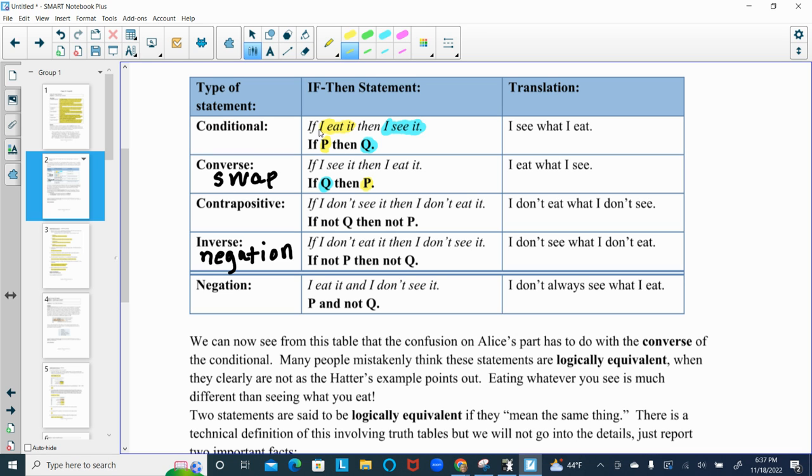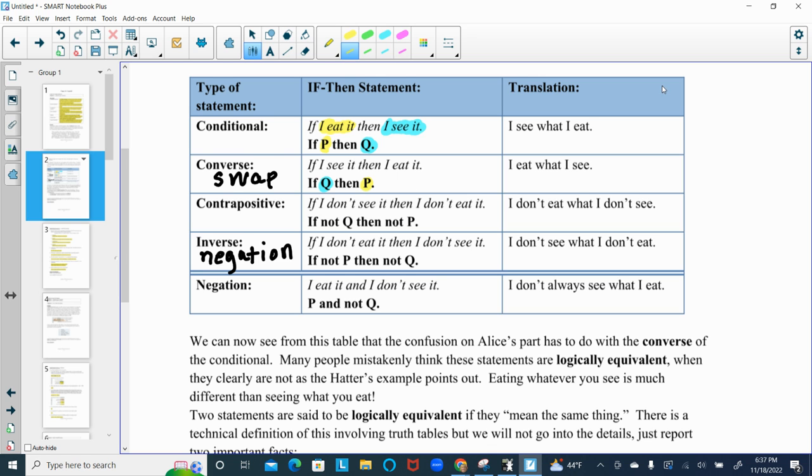So instead of "I eat it" being P, we would say the opposite of that. We would say "I don't eat it." Same thing with Q. "I see it." The opposite of that is "I don't see it." And that is how we create the inverse conditional statement.